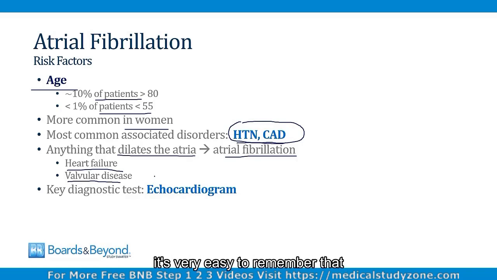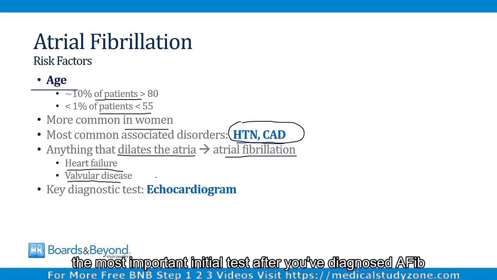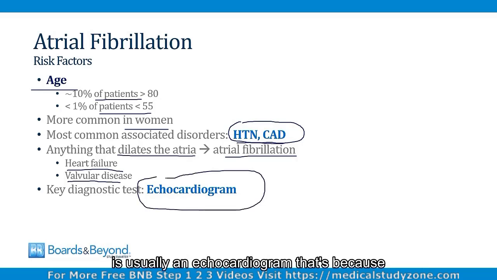And if you understand this, it's very easy to remember that the most important initial test after you have diagnosed AFib is usually an echocardiogram. That's because it lets you visualize the left ventricle and the other chambers of the heart. You can see if there is evidence of cardiomyopathy or heart failure or valvular disease that might be contributing to the atrial fibrillation.